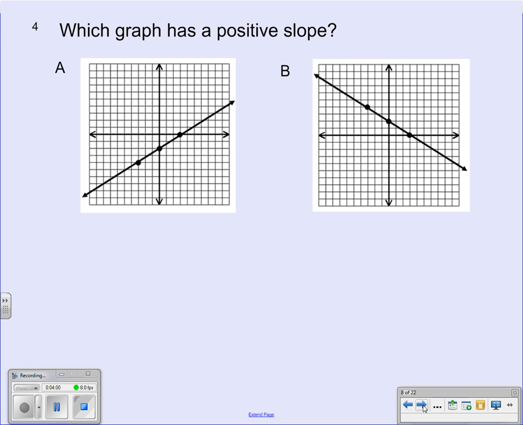Number 4, which graph has a positive slope? Remember, slope tells us the steepness, or whether or not it's increasing or decreasing. A positive slope means it's increasing. So reading left to right, we see that A is increasing, going in an upward direction. A has the positive slope.